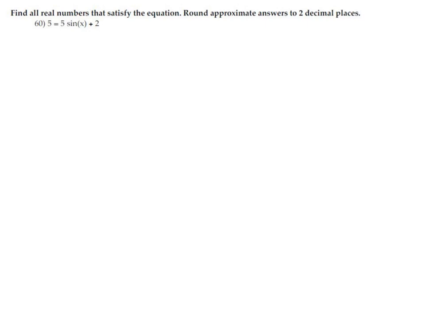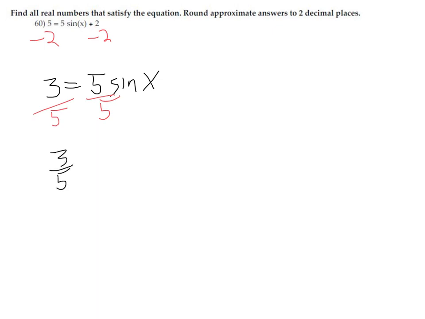Find all real numbers that satisfy the equation, all real numbers, and approximate to 2 decimal places. Now they don't specify degrees or radians, so this one we get to choose. Just make sure you know what mode you're in. Starting, though, we have to solve for sine. So subtracting 2 would be a good step to begin. That would be 3 equals 5 sine x. Then we can divide by 5, and we have 3/5 equals sine x.